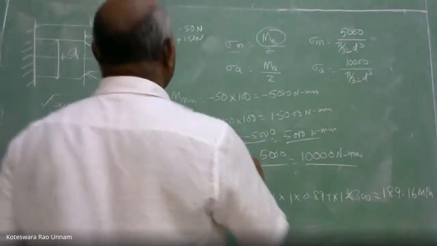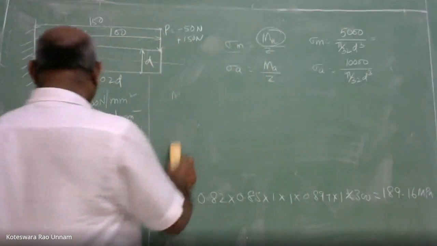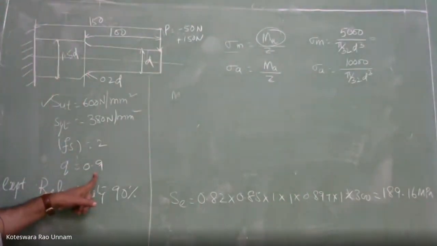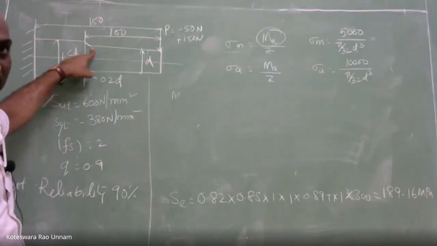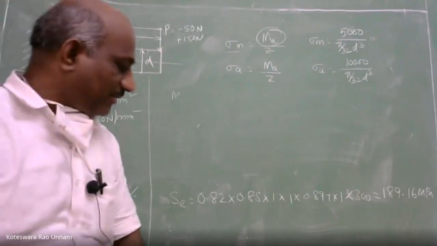So first what we'll do is we'll try to compute what is the KT. So in our Q is already given, notch sensitivity factor 0.9 is given in the problem. But I want to find the KT value so that I can find out the KF value. So to find the KT value, again we need to refer the data book.